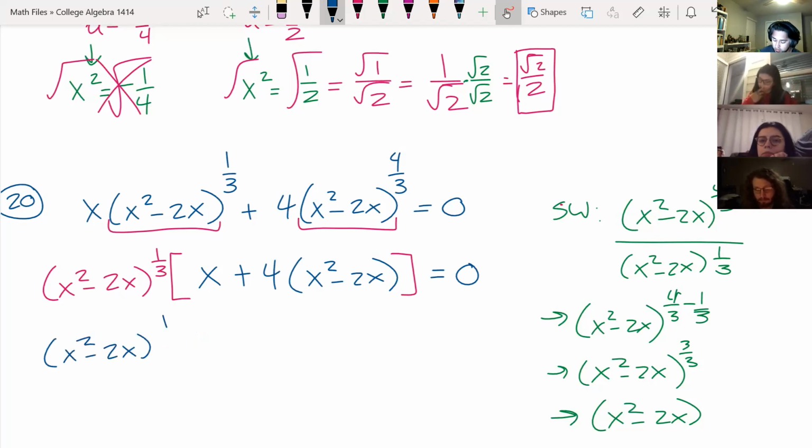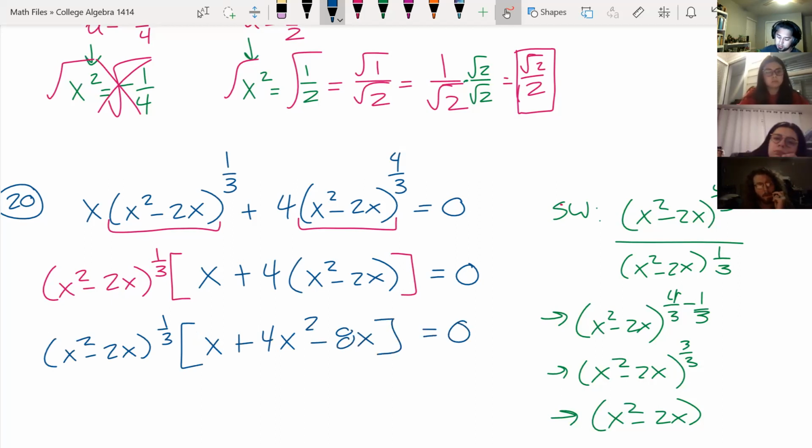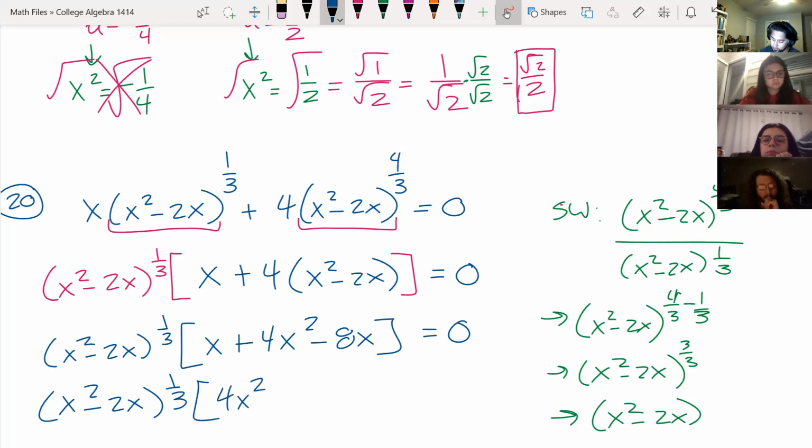So x squared minus 2x to the 1/3. I'll keep that bracket there. You have to distribute that 4. And still more cleaning up to do. And I'll just rearrange this as 4x squared minus 8x. Oops. No, that's just 4x squared minus 7x, right? 4x squared minus 7x, yes.